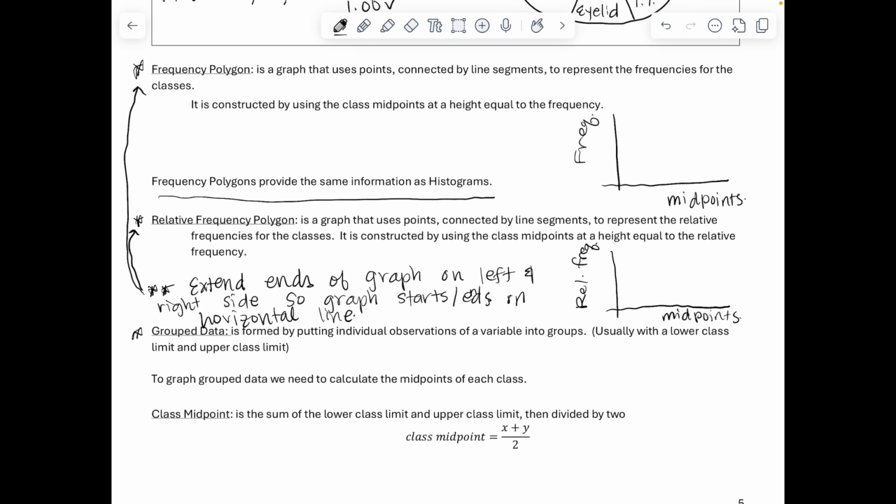Next information that we have is going to be group data. This is formed by putting individual observations of a variable into groups, usually with a lower class limit and an upper class limit. So to graph our group data, we need to calculate the midpoints of each class. And so this is a big part for us. And so calculating midpoints again is found by adding up your lower class limit and your upper class limit and then dividing by 2. So you need to add the lower class limit and the upper class limit and divide that answer by 2.